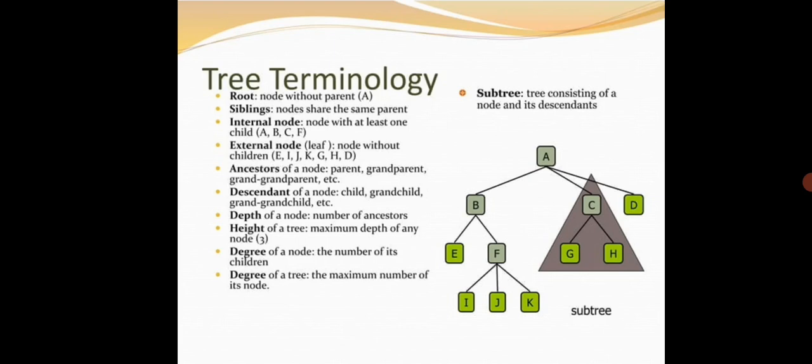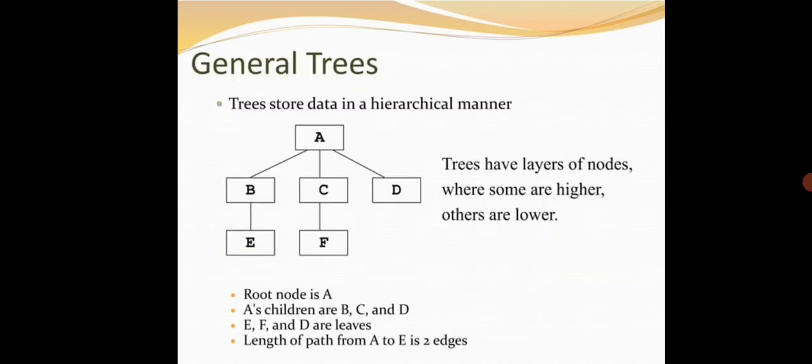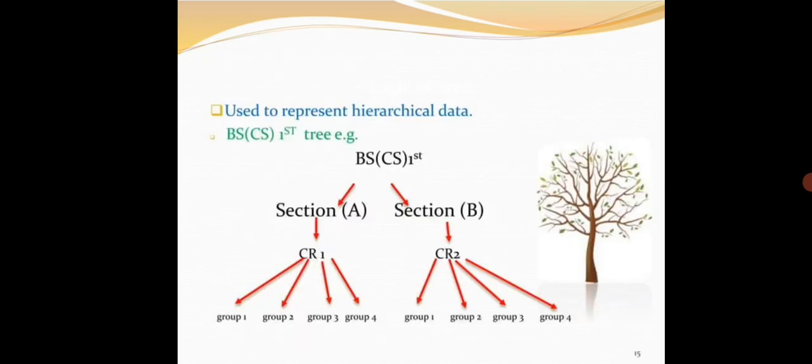Depth of a node: number of ancestors. Height of a tree: maximum depth of a node. Degree of a node: the number of its children. Degree of the tree: the maximum degree of its nodes. Subtree, tree consisting of a node and its descendants, is called a subtree, which was given beside.